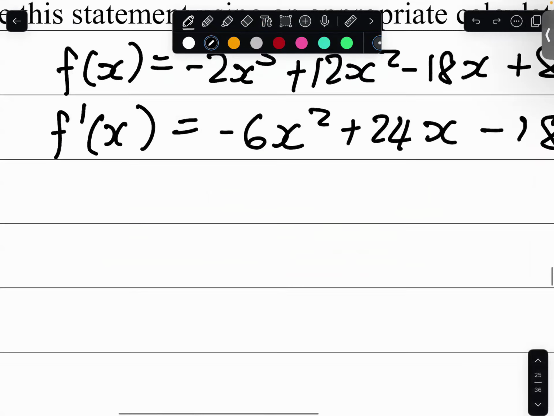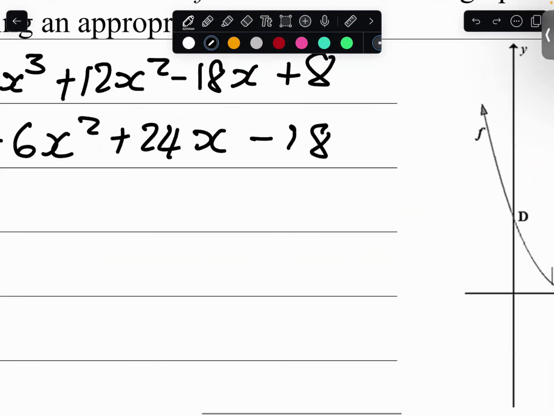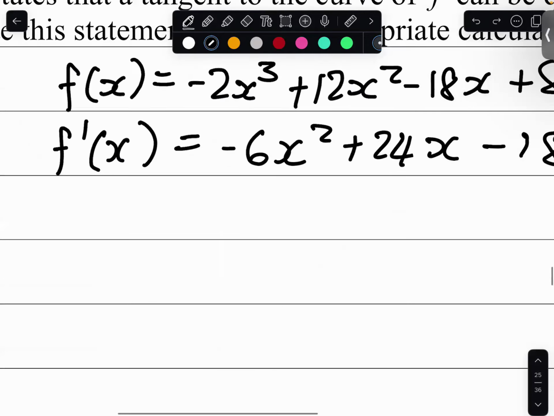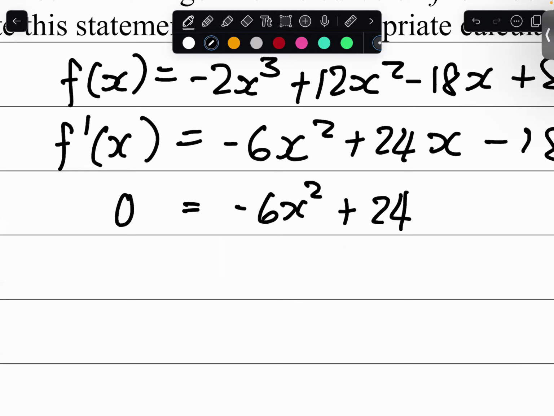And the way I'm going to do that is I'm going to find f prime x. I'm going to make it equal to 0, solve for x. That's going to give me the x coordinate of the turning points. Remember, one of them is going to have to be 1 because we have the set of coordinates of this turning point. So the other one will belong to C. So if I find f prime x and I make it equal to 0, this is going to help me find the coordinates of the turning points and C's coordinates, because that's what I need.